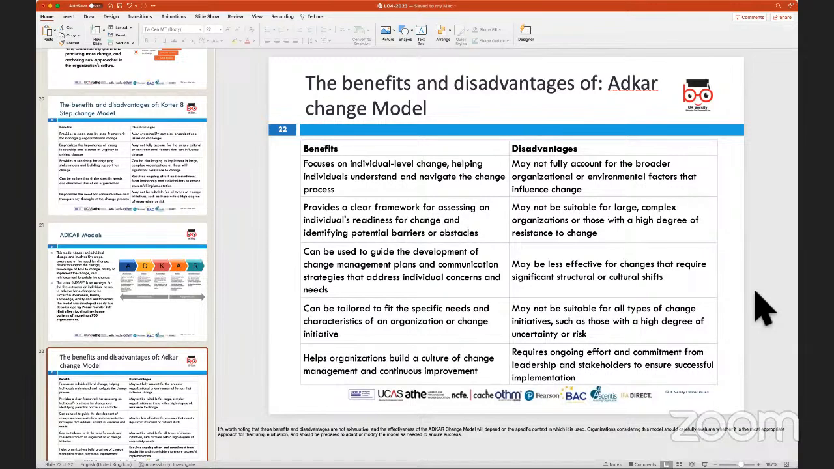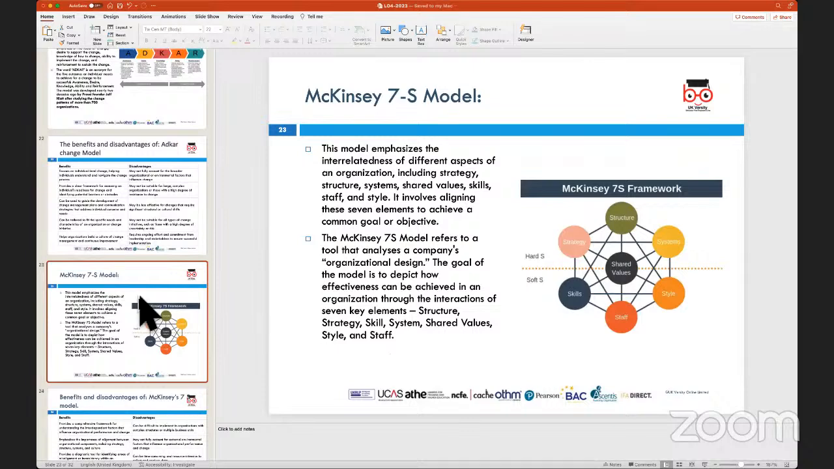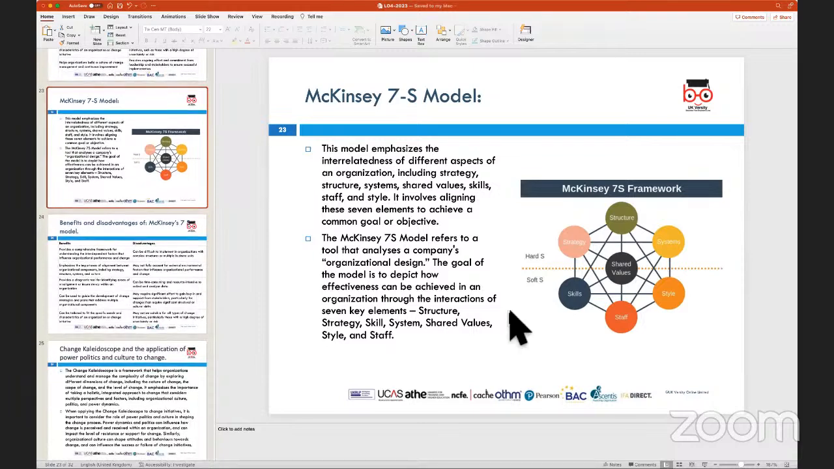So we need to know clearly which model and how you can actually adapt this particular model of change and then implement it within the organization. The last one that we are looking at is McKinsey's 7S model.